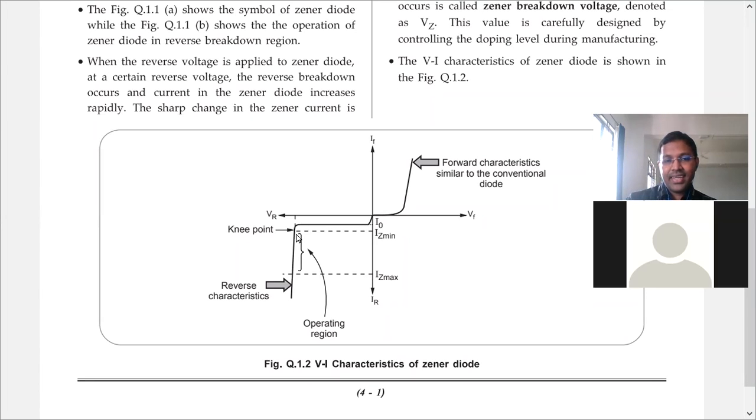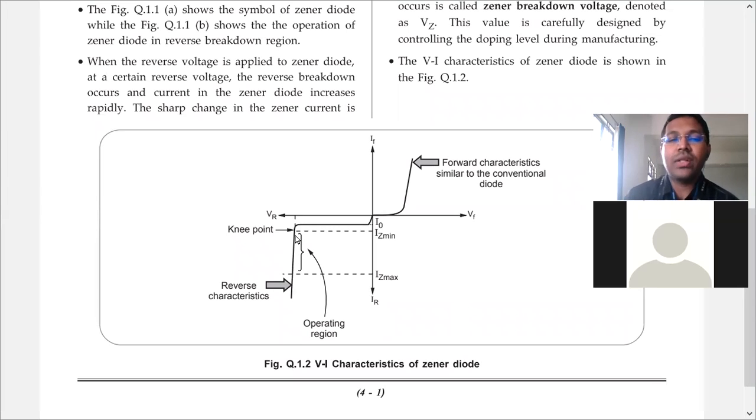The current is increasing. The magnitude of the current along the y-axis is increasing, but the corresponding x displacement, when we travel from here to here, is almost 0. So what do you mean by that? Although the current changes, it can maintain constant voltage across it. Hence, the Zener diode can be used as a voltage regulator. It maintains constant voltage across it under reverse bias condition, that we can see from this characteristic.